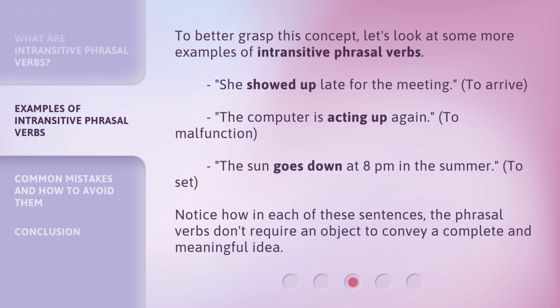To better grasp this concept, let's look at some more examples of intransitive phrasal verbs. She showed up late for the meeting. To arrive. The computer is acting up again. To malfunction. The sun goes down at 8 p.m. in the summer. To set. Notice how in each of these sentences, the phrasal verbs don't require an object to convey a complete and meaningful idea.